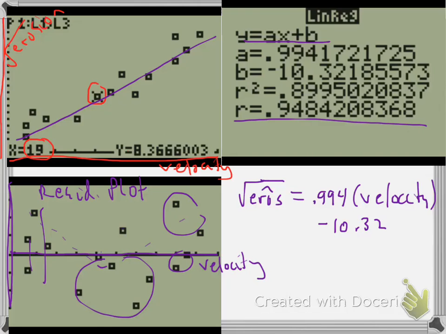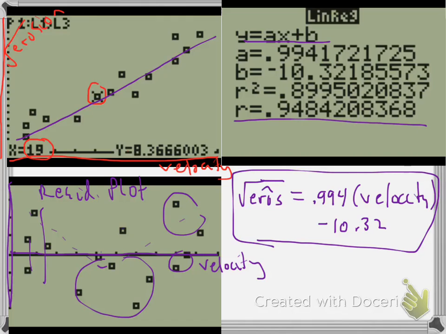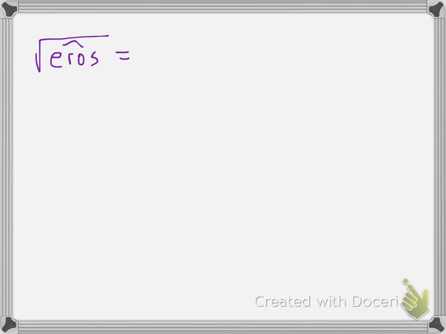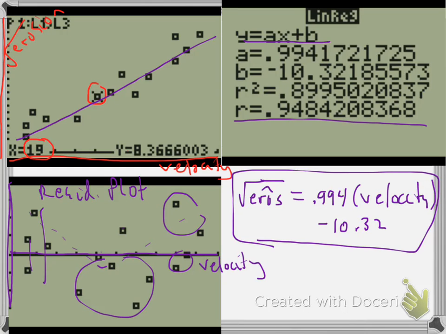So I'm going to go to the next page. I'm going to rewrite this on the next page, and we'll go ahead and make our prediction. So it's the square root of the erosion. Okay. And if I go back, it said 0.994 times the velocity minus 10.32 it was. Yes, 10.32.